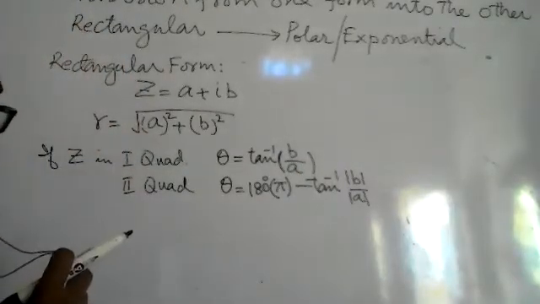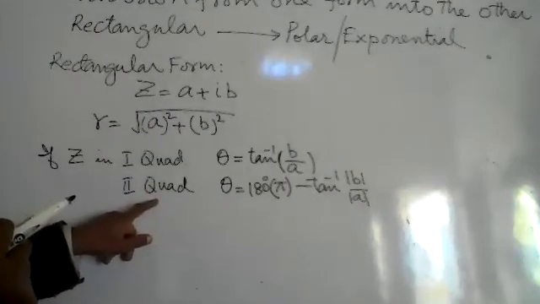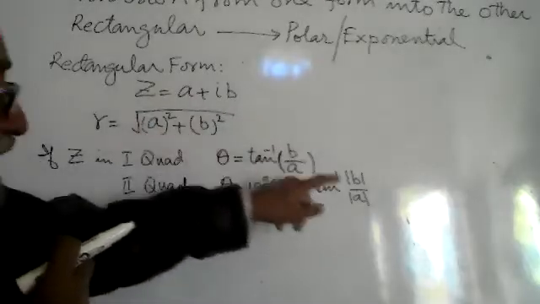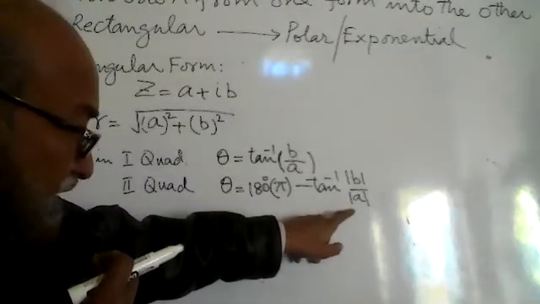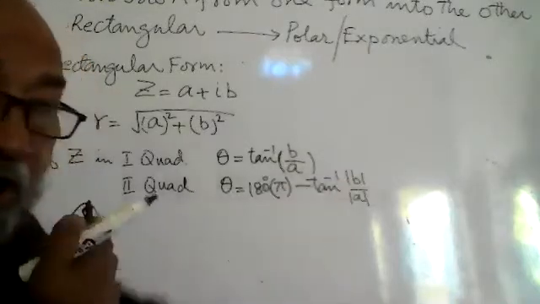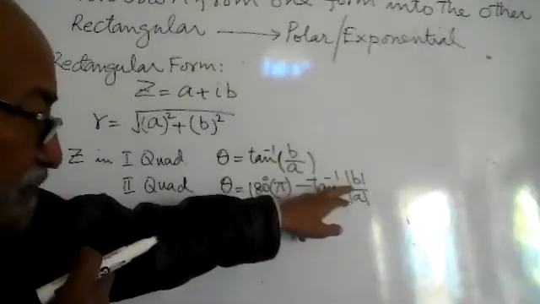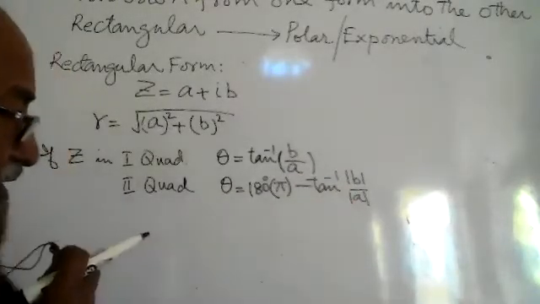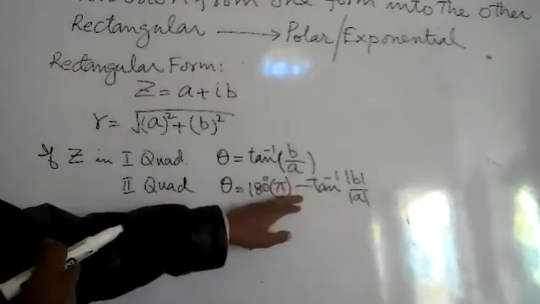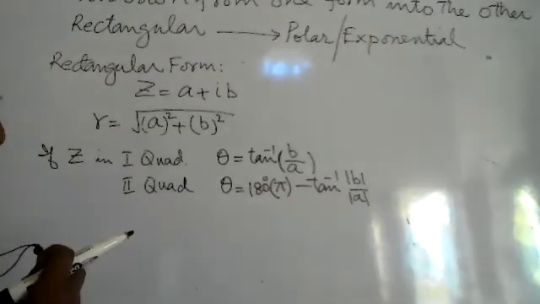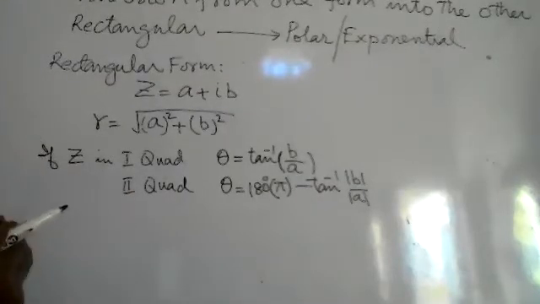In the second quadrant, the real part a will be negative, but you have to take the positive value. Therefore, I put the mod. Mod means you will take the positive values of a and b both. Imaginary part divided by the positive value of the real part. So 180 degree minus this tan inverse b upon a. b and a both must be positive if it is in the second quadrant.